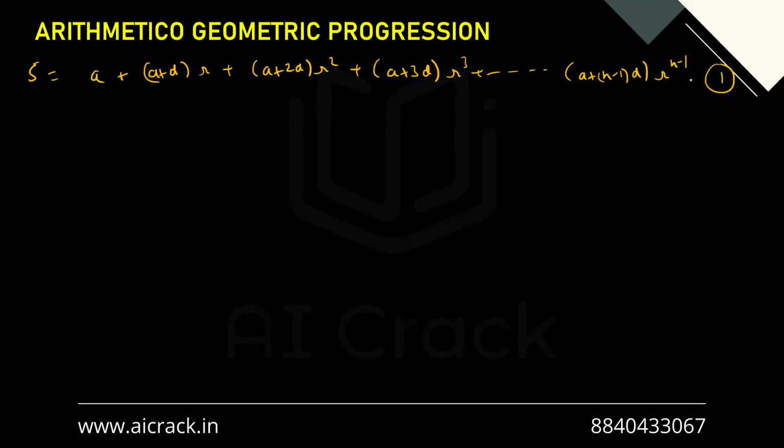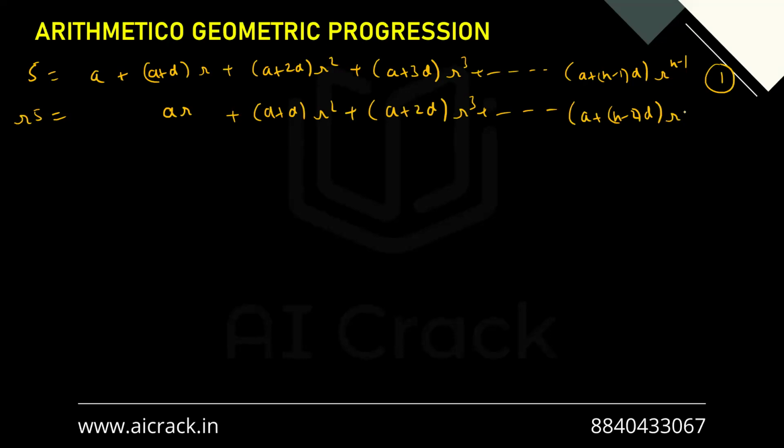So let's say this is equation 1. Let's multiply r, that is the common ratio, in the entire series. Okay. So we'll be getting r times S. That would be, let's write ar over here. So when we are multiplying r in this first term, let's write that term over here. Basically shifting the entire series, every single term, by one position towards the right. Okay. Now the second term would be (a + d) multiplied by r square. Third term would be (a + 2d) multiplied by r cube. The (n-1)th term would be (a + (n-2)d) multiplied by r^(n-1). And the last term would be (a + (n-1)d) multiplied by r^n.